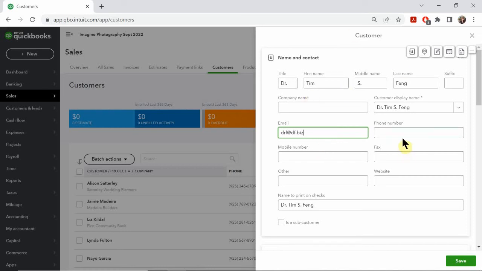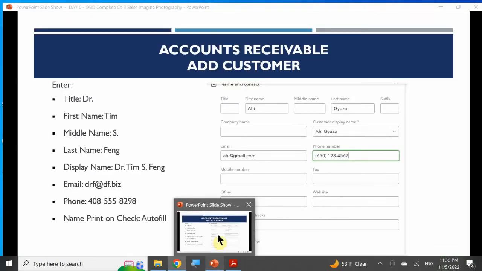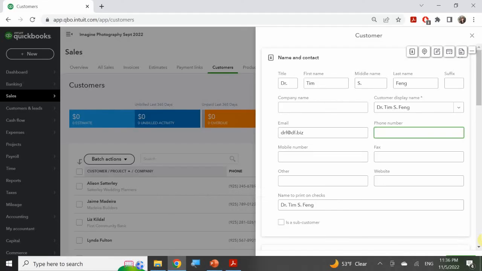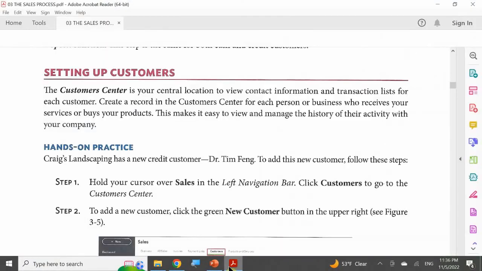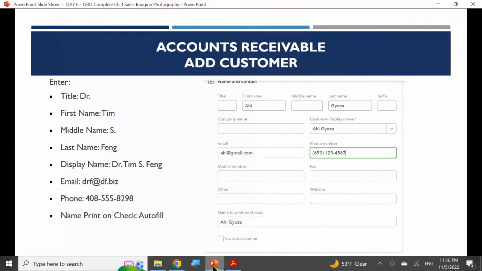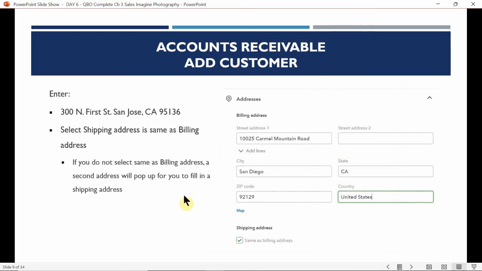Phone number is going to be 408 555 8298. Okay. Now, let's see what's next. Name on the check to be printed should be automatically filled in for you. So now we need to enter where Tim S. Feng lives.